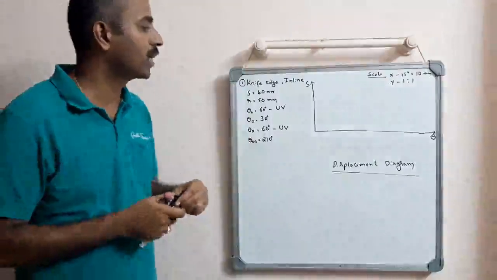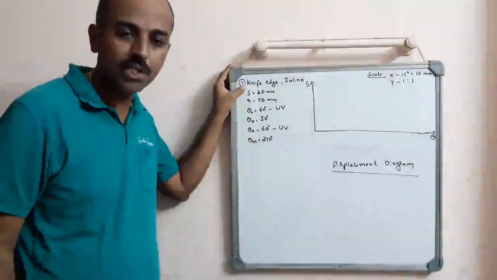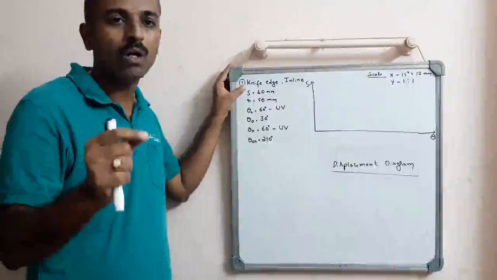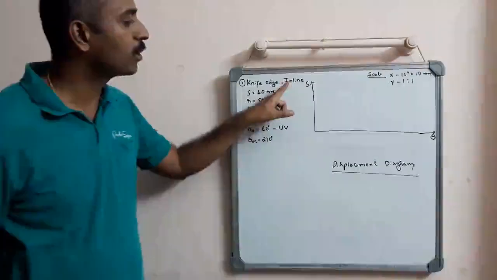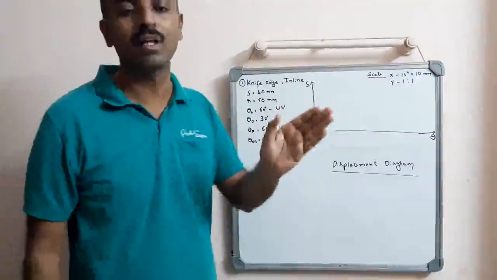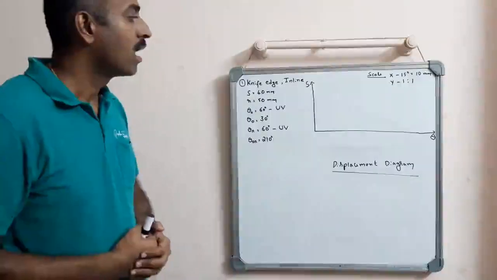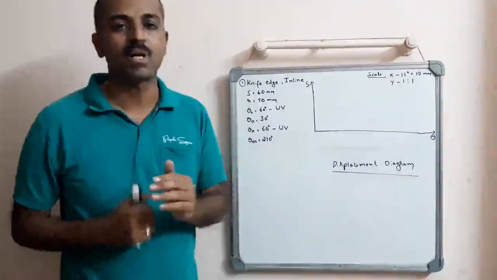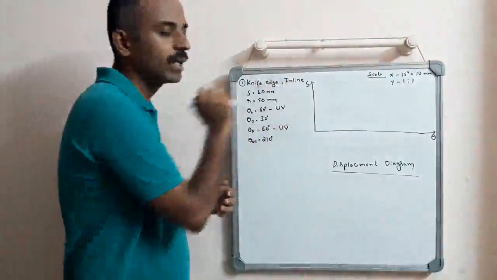First, we need to mention whether the given follower is knife edge, roller or flat faced. Then immediately after that, we need to mention whether the follower axis is in line with the cam axis or if it is offset. In this question, both types are given. First, we will try to obtain the solution for inline follower.